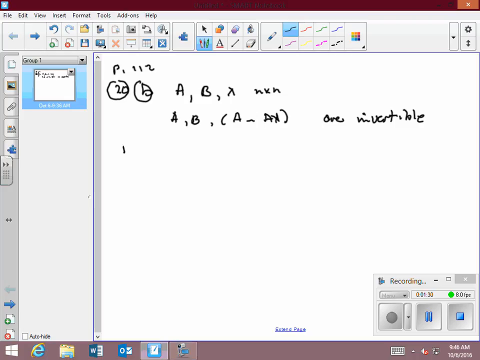And they want to prove, it says solve for X. What they want to do is solve for X when A minus AX invert equals X invert B. Okay.